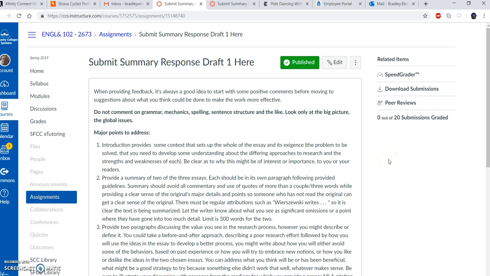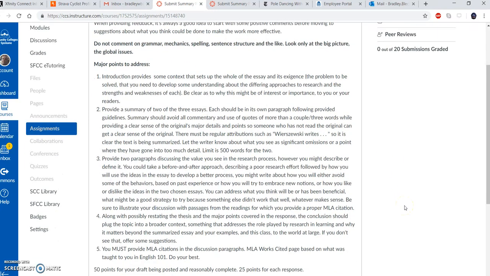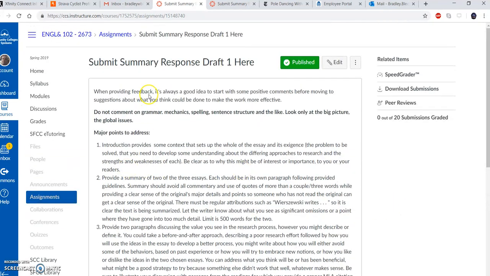What I suggest you do is this: this is where you submitted your paper, and these 4 or 5 concerns are what I want you to address. Please note that when providing feedback, I want you to start with a positive comment, then a suggestion to your classmate about what they might do to strengthen that aspect, and you'll kind of go back and forth one at a time.